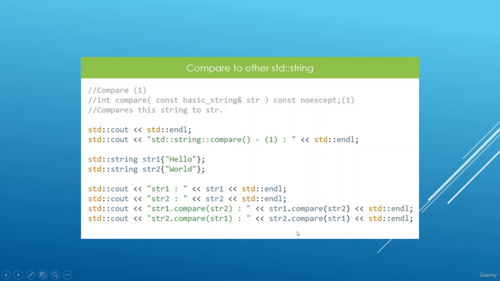If we reverse these things and say str2 compared to str1, what we are basically saying is we are comparing world to hello, and world comes after hello in the alphabetic order, so this is going to return something positive.